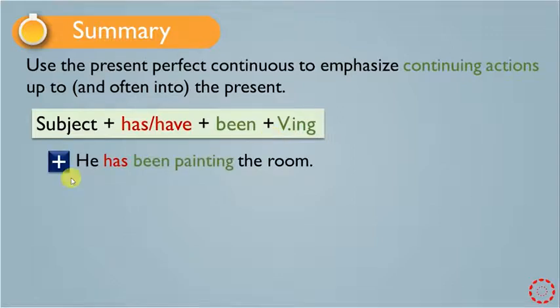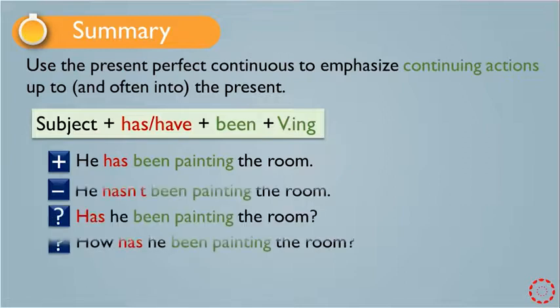We have examples. This is the positive example. He has been painting the room. We can negate it by adding not to has. We say he hasn't been painting the room.